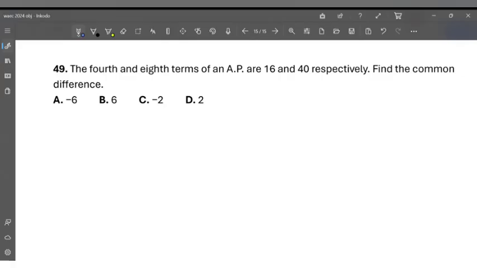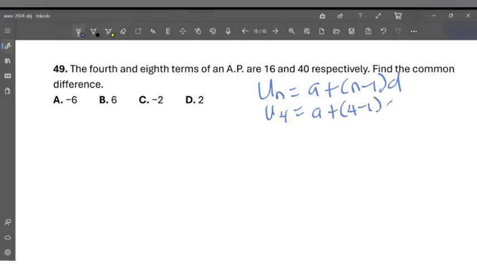Welcome to question number 49. It says that the fourth and the eighth terms of an arithmetic progression are 16 and 40 respectively. Find the common difference. All right. I know that the formula for the nth term of a sequence is a plus (n minus 1)d. So the fourth term, u4, will be equal to a plus (4 minus 1)d, which is a plus 3d, right? And the eighth term, u8, will be equal to a plus (8 minus 1)d, which is a plus 7d.